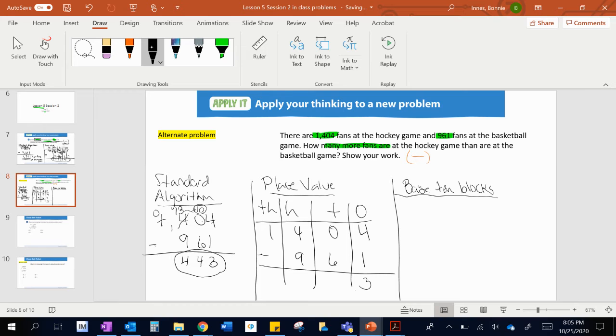0 minus 6, I can't take 6 from 0, so I have to go to my hundreds. This becomes a 3, and then plus 10. Okay, looking like the same. Plus 10. So 10 minus 6, that's 4. All right, same as what was over here in the standard algorithm.